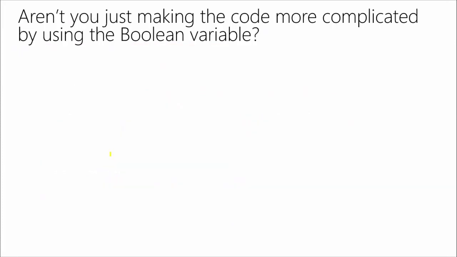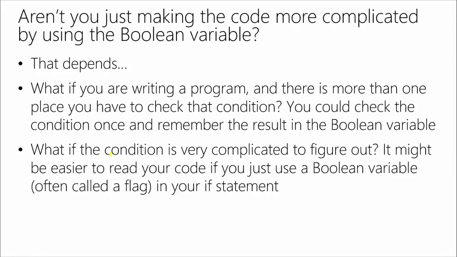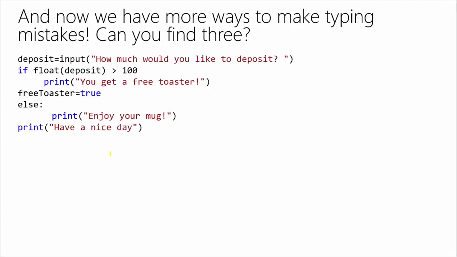Yep. Are we just making the code more complicated by using the Boolean? Again, we just had that whole discussion. There might be more than one place you have to check the conditions, so we're trying to be effective and efficient. If it's very complicated, it can make the code easier to follow if you just write the logic for checking it in one place, and then you just check the result later on when you need to. And we often call that a flag. So we had that whole discussion just a couple of minutes ago.